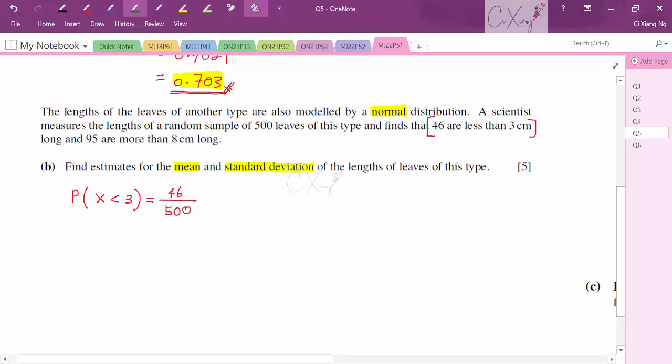And another piece of information that we can get is from this part. 95 of the leaves are more than 8 cm long. Therefore, if I write it in symbol form, when the length is greater than 8, it equals 95 over 500. Okay, so first of all, to get the mean and standard deviation, we actually need to standardize our x first. So I want to standardize the x. It will become 3 minus the mean divided by the standard deviation. And 46 over 500, the value should be 0.09.